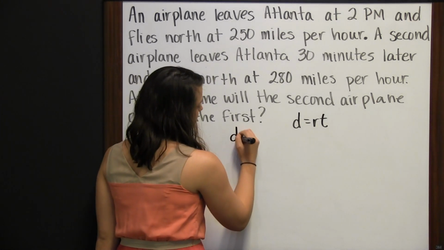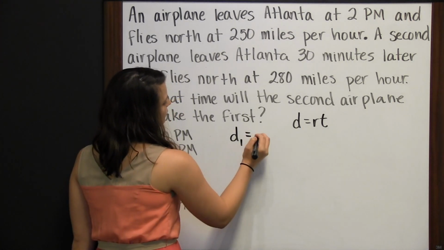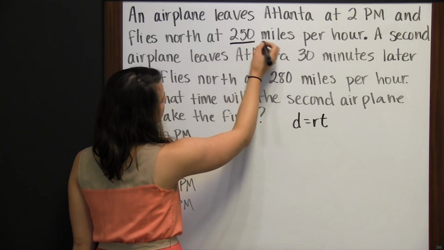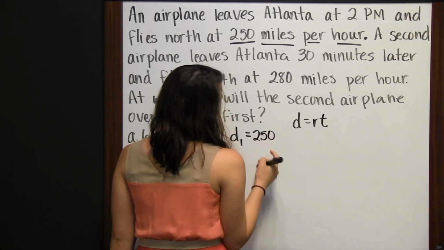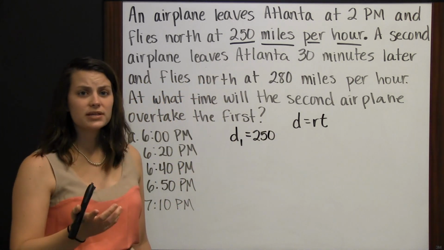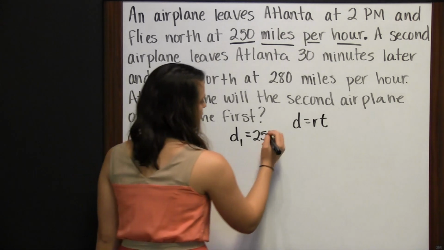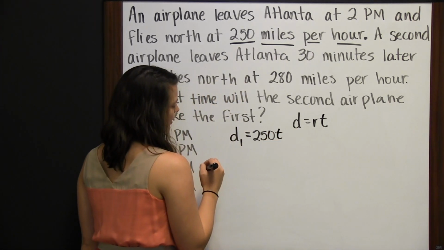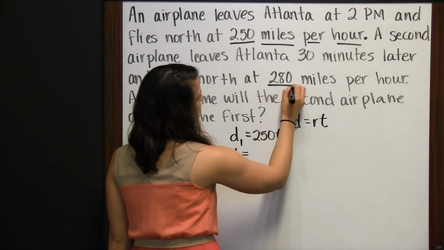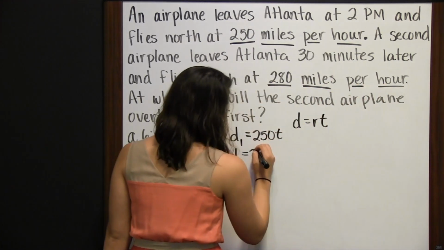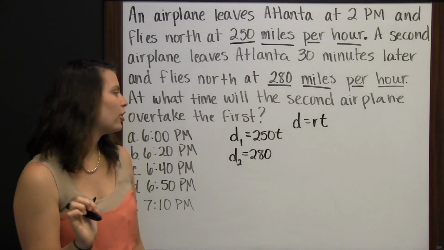So first, let's find the distance for the first airplane. The rate of the first airplane is 250 miles per hour. So 250 times, and then all we know is what time the first airplane left. We don't know how long that airplane flew, so we've got to use t for time there. Now the distance for the second airplane, the rate is 280 miles per hour. And we do know a little bit about the time that the second airplane flew.